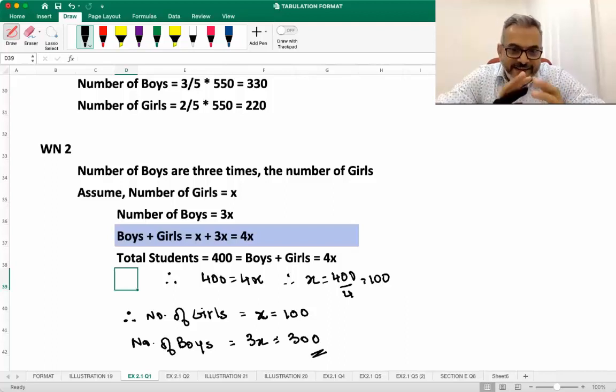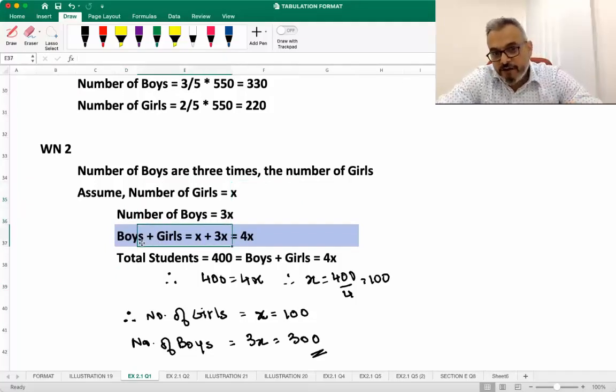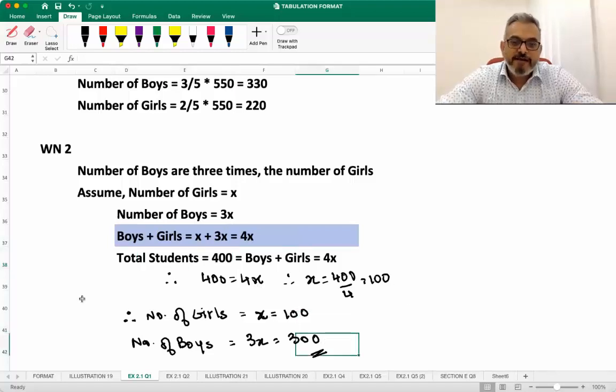Now, students, while such calculations come in the exam, please be extra careful, okay? Because whenever you take x, x becomes very dangerous. So please be careful. You have done everything properly, recheck, re-verify. Once again, I'll explain the concept. Number of girls we assumed as x, boys 3 times x. So boys plus girls is x plus 3x, which is 4x. Now 400 students is 4x, so x is 100. So number of girls are 100 and number of boys are 300.